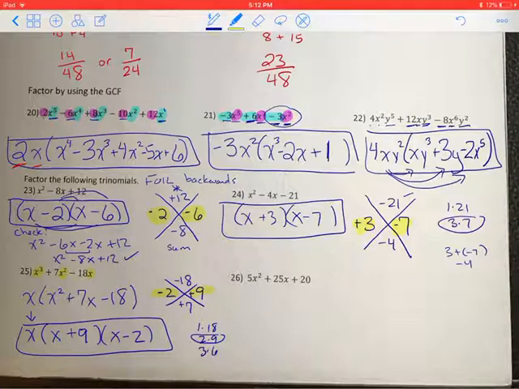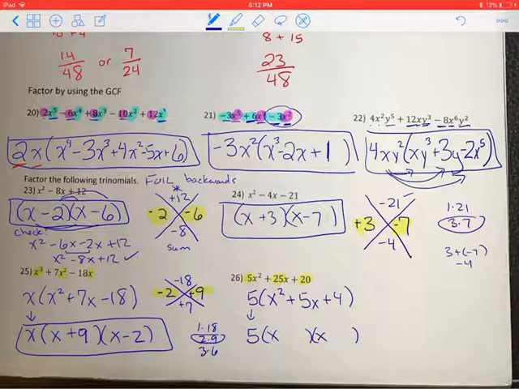All right, so for our last one, I don't have an extra x, but notice all of my numbers are divisible by 5. So I want to factor out the 5. That'll give me 5 times x squared plus 5x plus 4. Now the 5 has to come down. It is still part of my answer. And now I'm going to do my FOIL backwards.